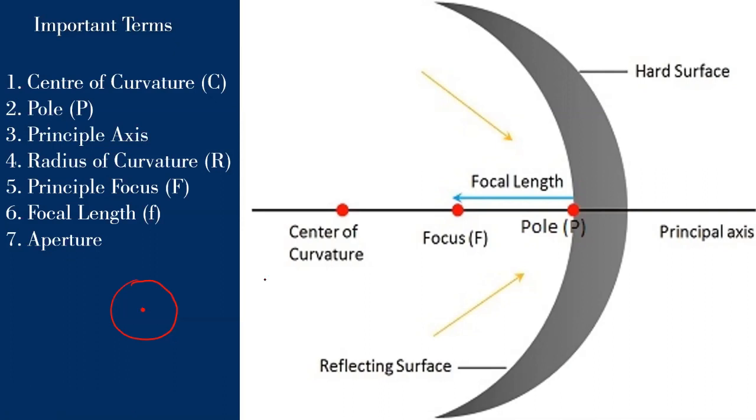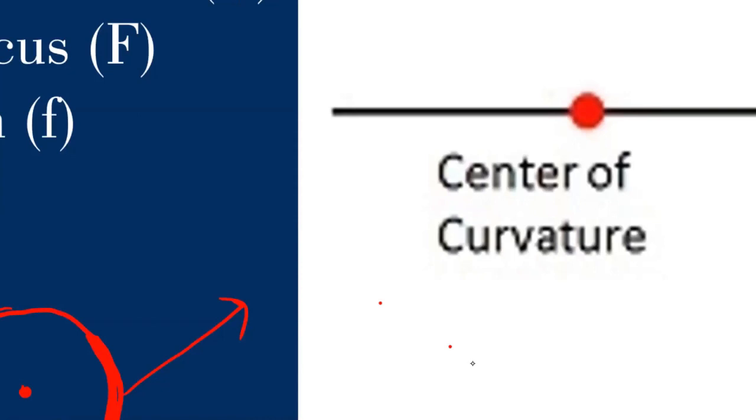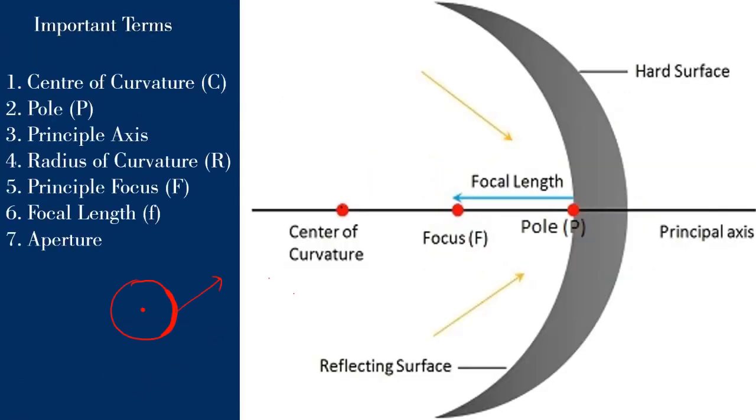Now, I'll take the example of a concave mirror. I am taking out this concave surface from here, and this surface is this one. The gray crescent moon-like surface is your concave surface. As this concave spherical mirror is a part of a sphere, it will also have a center. So this becomes your center of curvature. Can you see this? First important term. This is your center of curvature. It is always denoted by C.